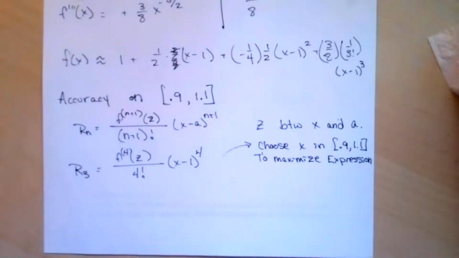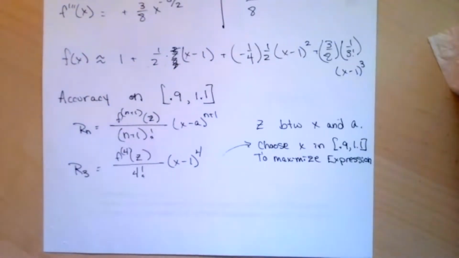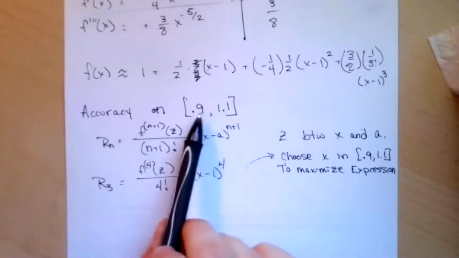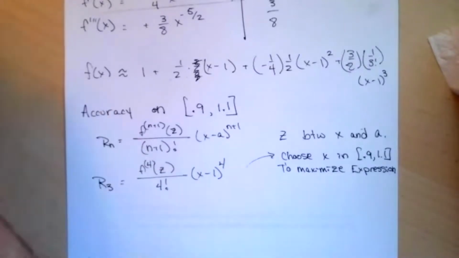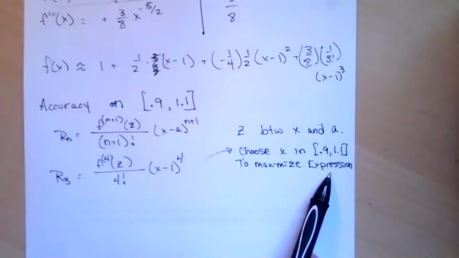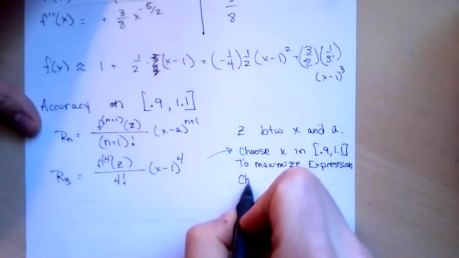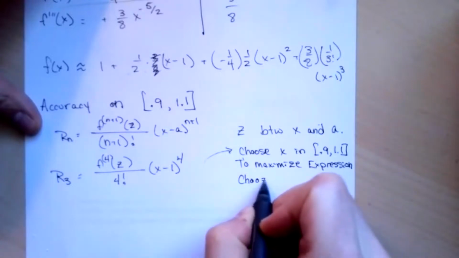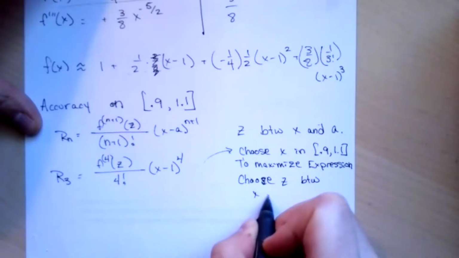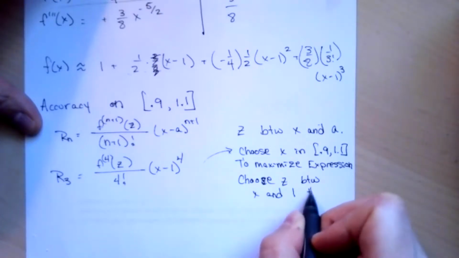And I guess we should know, why are we trying to maximize this expression? We're trying to find the maximum amount of error, right? If we want the accuracy on a specific interval, the accuracy is always going to be smaller than the maximum amount of error. So if we find the maximum amount of error, we know that we are at least that accurate. So we're going to choose the x to maximize the expression, and then we're going to choose z between x and 1 that maximizes.